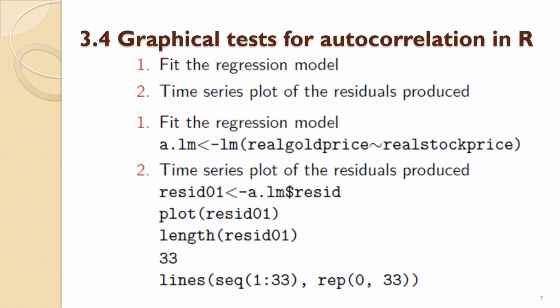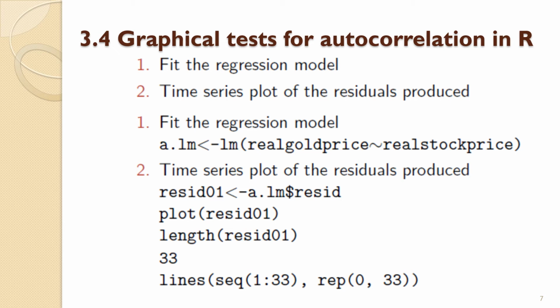to do, which is what you call it, and then the dollar sign extracts the residual part of this regression model. And then the next command, the residuals, and then you need to work out the length of this residual column, and then this, at the bottom slide, what that does is add a horizontal line at 0.